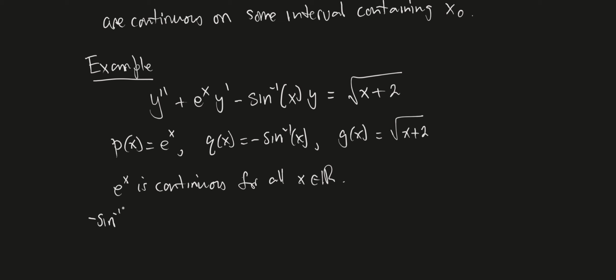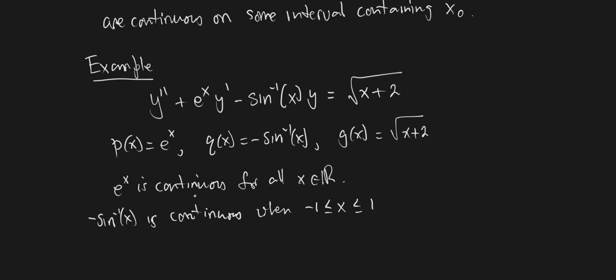Negative arcsine, that function is continuous. You might remember its domain. It's continuous when x is between plus or minus 1. So now that really limits what's going on, right?